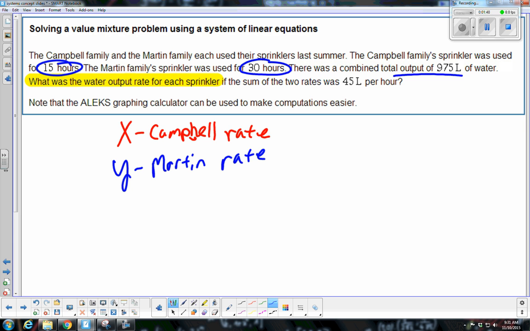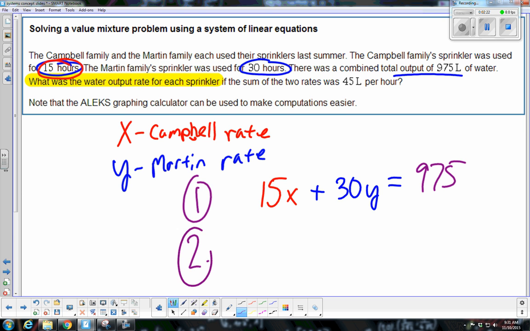Well, we can make some sense of that. If you think about it, Campbell, which was x, used it for 15 hours. So 15 hours times their rate, however much water they're putting out per hour, will give us their total usage. And then if you add together the Martin's, which is 30 hours at whatever their rate is, which I don't know, y, will give me a total output of that 975. So 975. Okay, so that's one equation. One down, one to go. You have to have two equations for this problem.